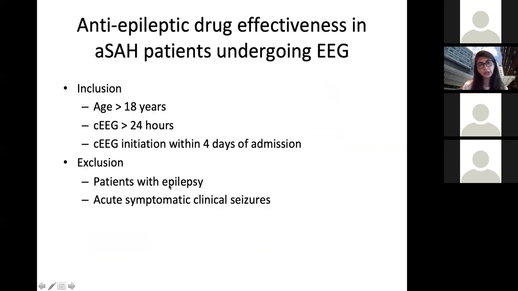In the study, we looked at subarachnoid patients who were adults, had at least 24 hours of EEG, and had EEG that started within 4 days of admission. We stuck to the 4-day window because we know that the highest risk for developing epileptiform patterns in these patients is in that 4-day window, and extending that window would decrease the homogeneity of the population. We excluded any patients that had a diagnosis of epilepsy or acute symptomatic clinical seizure, essentially any indication for anti-seizure medications outside of EEG findings were excluded.